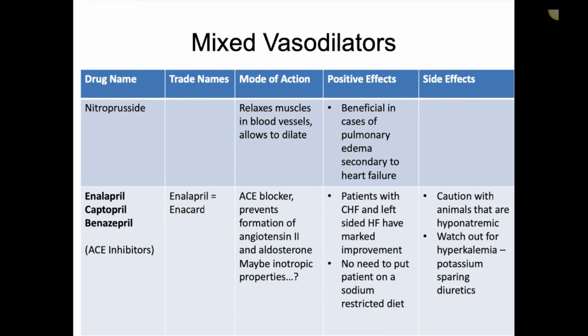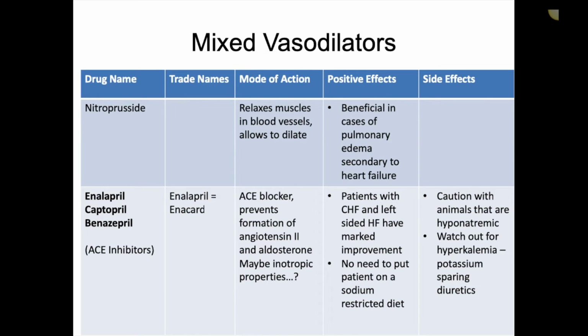So mixed vasodilators, nitroprusside, trade names. I don't really have any off the top of my head, and I haven't seen any in clinic come back that way. Could likely be human medication mostly that's adapted for use in veterinary medicine. It relaxes the muscles and blood vessels, allowing them to dilate. Beneficial in cases of pulmonary edema secondary to heart failure. Side effects, I don't have any noted. There aren't major side effects that are huge precautions.